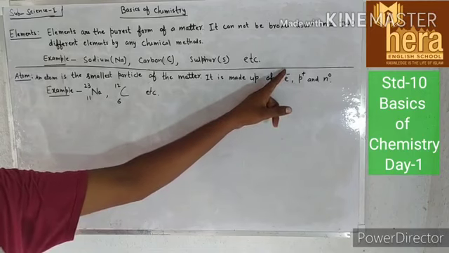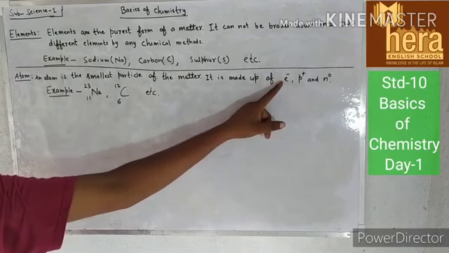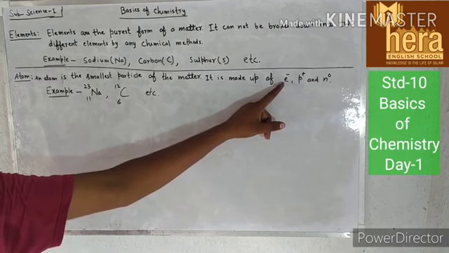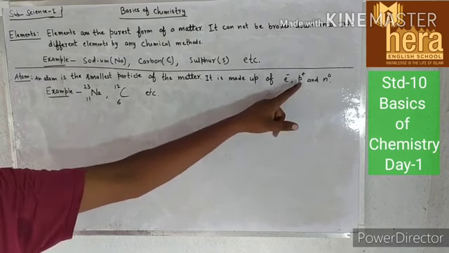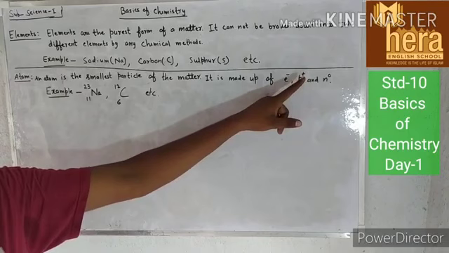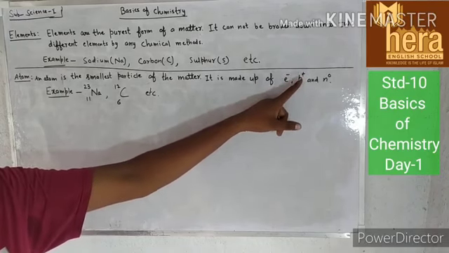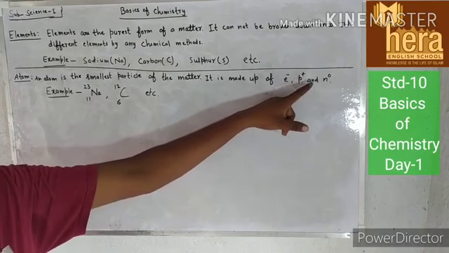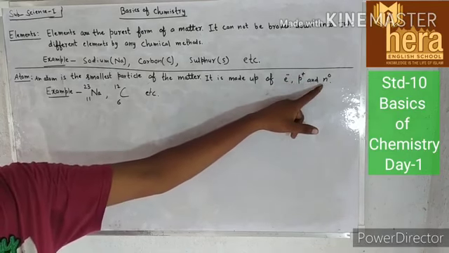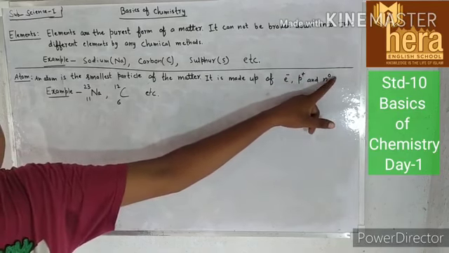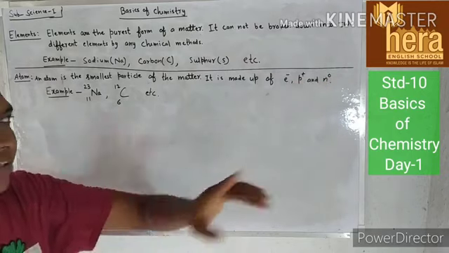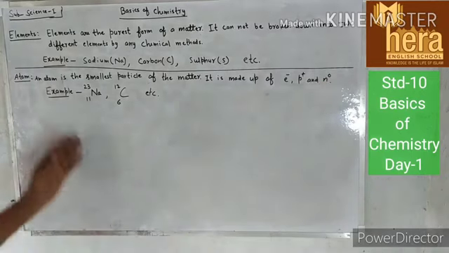E minus, it means on electrons there is negative charge. That's why I have written E minus. Protons, P plus. On protons there is positive charge. That's why I have written P plus. And neutrons, that is neutral. So I have written N0. 0 means there is no any charge on neutron.